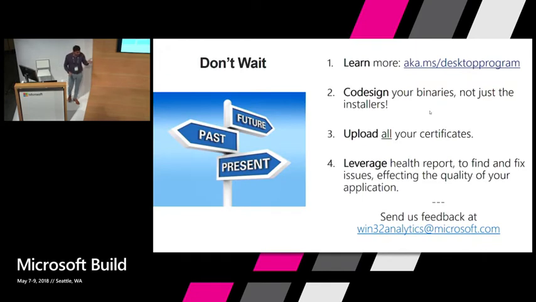So don't wait. You should be able to go to aka.ms/desktopprogram. There's detailed, rich documentation available. You can get started. You should code sign your binaries and upload the same certificate with which you have signed the binaries for us to establish your claim. And then you have access to richer analytics like the health report, so you can improve the quality of your application.